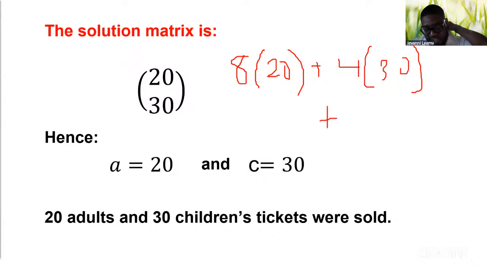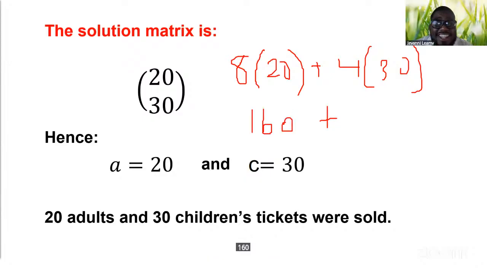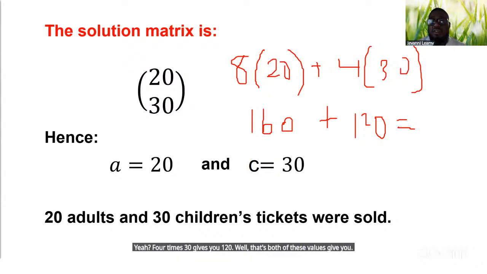8 times 20. 8 multiplied by 20 gives you? 160. Yeah? 4 times 30 gives you 120. What does both of these values give you? 160 added to 120 is what?